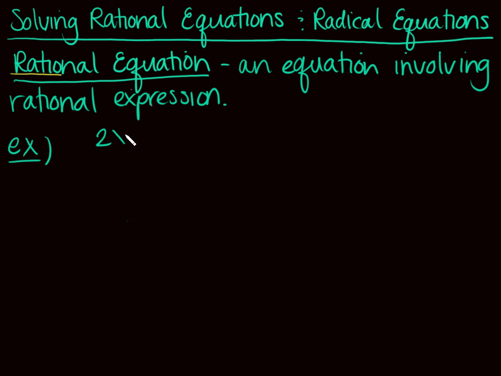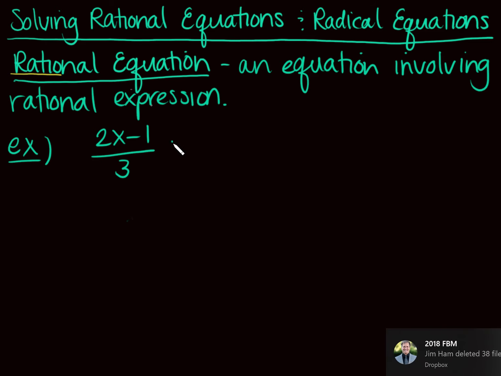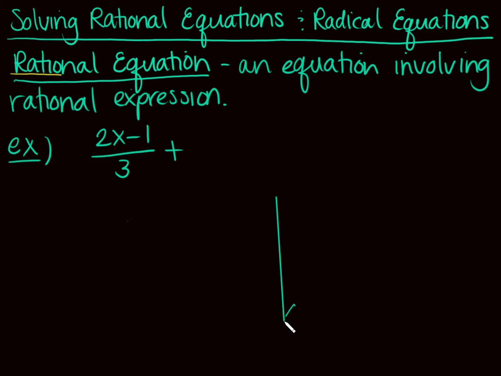So let's look at this first example. 2x minus 1 all over 3 plus the rational expression x plus 1 over 2 equals 1. I was getting a little bit ahead of myself thinking about how I'm going to clear the fractions here. All right, this all equals 1. My fault. So here's what we want to do to solve a rational equation like this.